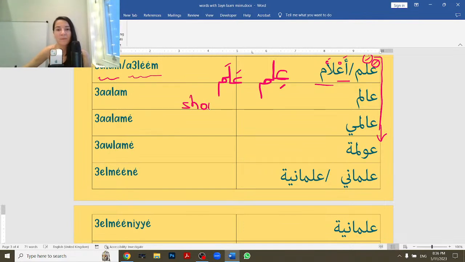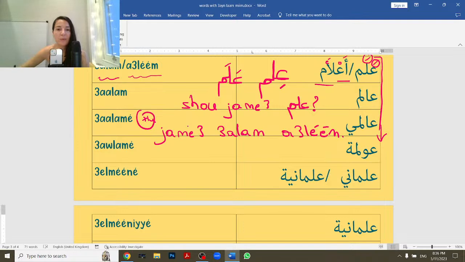شو جمع علم? What's the plural of flag? The answer would be جمع علم أعلام, the plural of flag is flags. So you're literally saying plural flag, flags, which means the plural of flag is flags. So you're not saying the, of, and is. You're literally just saying plural flag, flags.